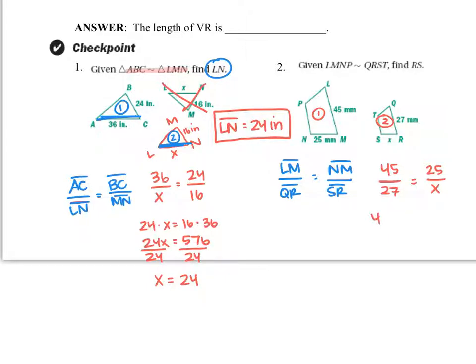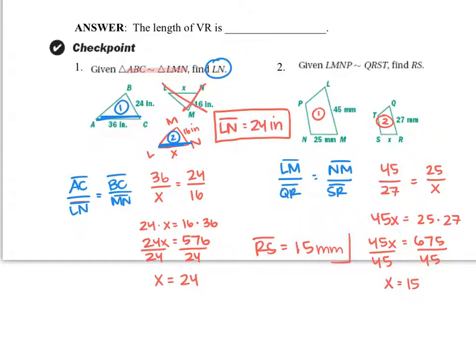So I have 45X equals 25 times 27. I'm going to use my calculator for that. 25 times 27 is 675, so 45X equals 675. I divide by 45, and X equals 15. So my final answer is that side length RS equals 15 millimeters.